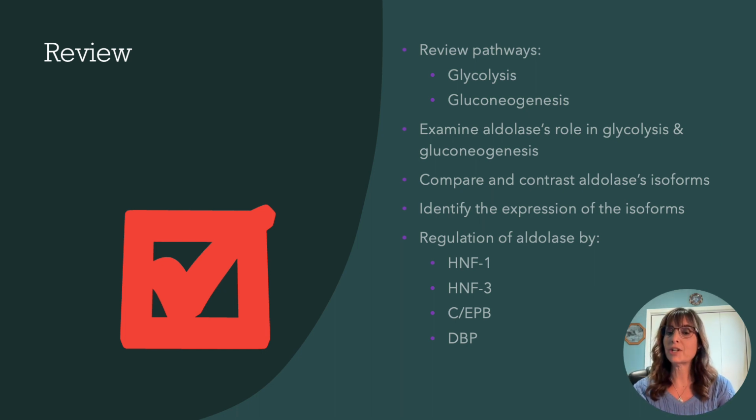So we have learned a tremendous amount during this presentation. We've looked at glycolysis and gluconeogenesis in detail. We've looked at aldolase's role in both glycolysis and gluconeogenesis and mentioned that it also has a role in breaking down fructose. We looked at the 3 different isoforms of aldolase, where they're found and how they're expressed. We also looked at how aldolase is regulated so that glycolysis and gluconeogenesis are regulated, because again, we don't want them happening at the same time.